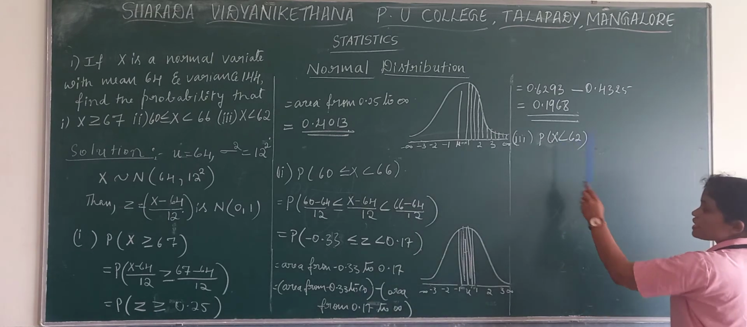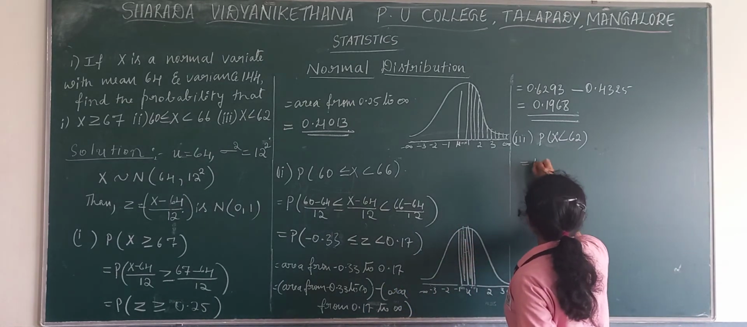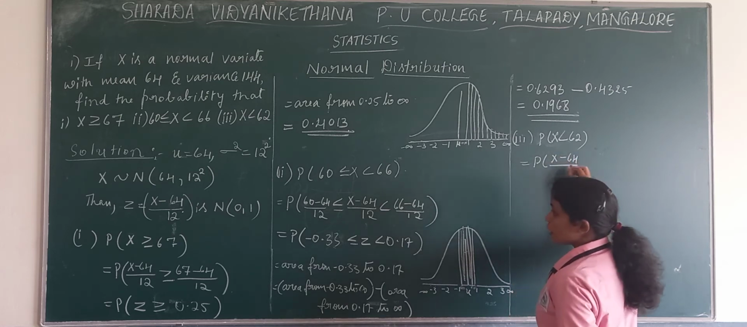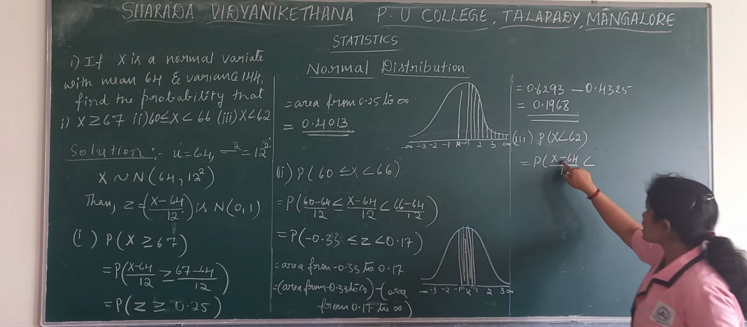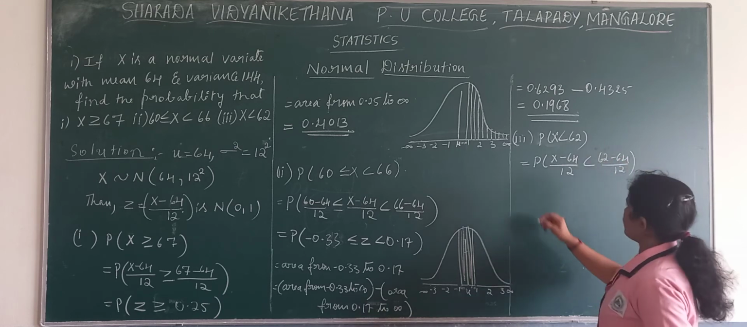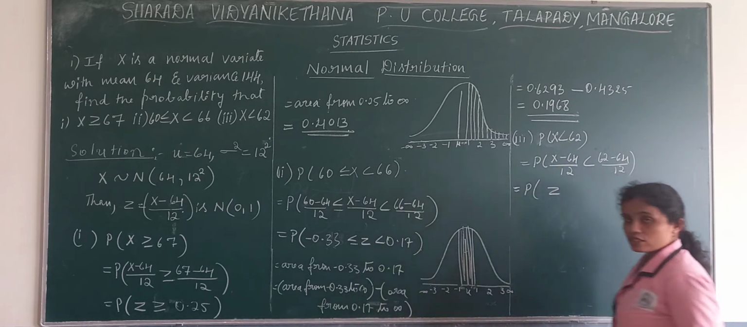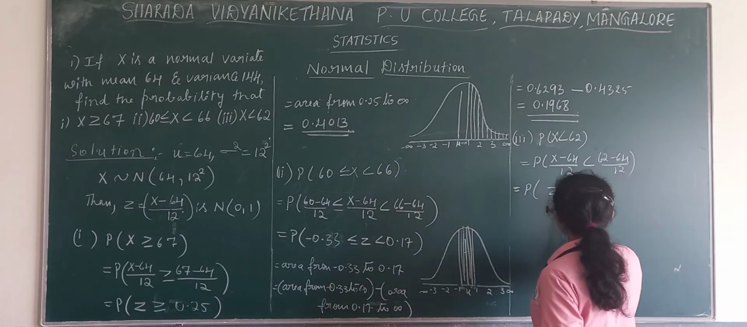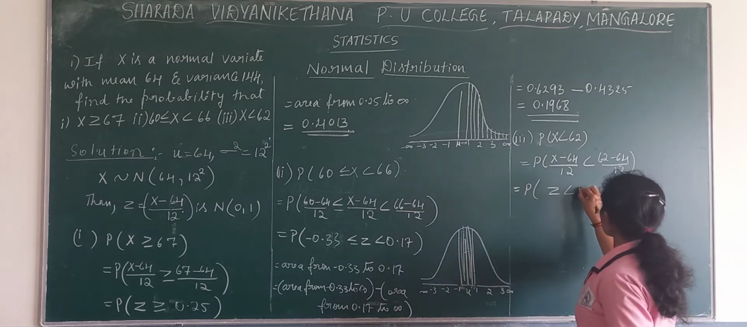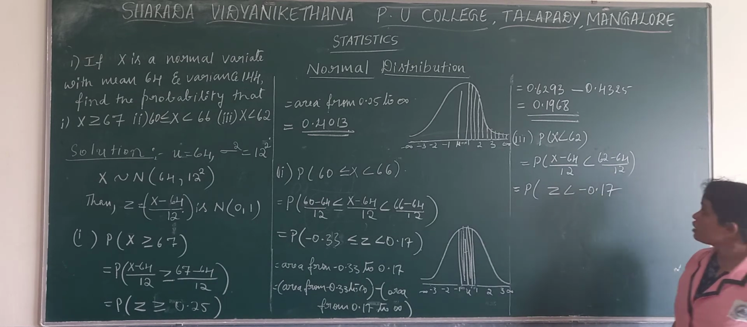Now here, once again in the place of x, what we need to substitute? This particular formula we need to substitute. So here, P of (x minus 64) divided by 12 is lesser than, once again same thing but in the place of x, 62: (62 minus 64) divided by 12. Now here this we are taking as z, standard normal. Now we are converting it to a standard normal variate. It is lesser than, what do we get? 62 minus 64 divided by 12. We get minus 0.17.